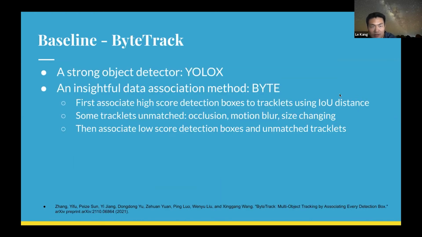All right, the third baseline is ByteTrack. ByteTrack is essentially simple and effective. It's comprised of a strong object detector, YOLO-X. It's really strong, really efficient. It achieves a very good balance between speed and accuracy.